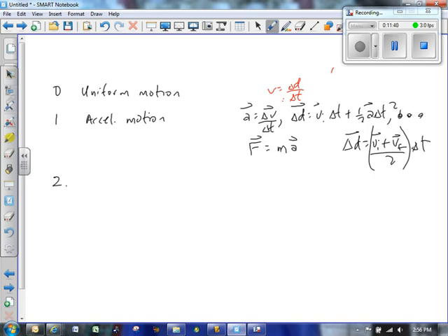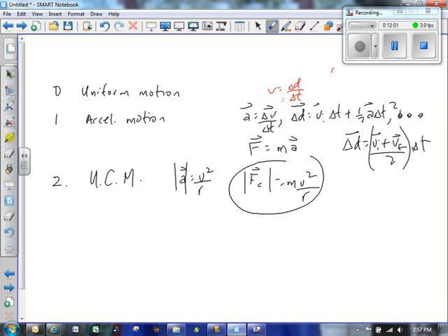Principle number 2, that one's relatively straightforward. Uniform circular motion. Basically, if something's going in a circle, then it's uniform circular motion. You might use the equation A is equal to V squared over R. You might use the equation F is equal to mv squared over R there. Remember that one actually doesn't appear on our data sheet, so you might have to remember that one. If you use any of that, then you're using uniform circular motion.